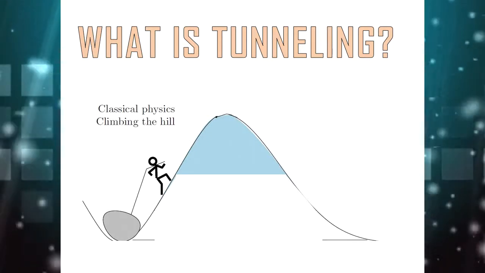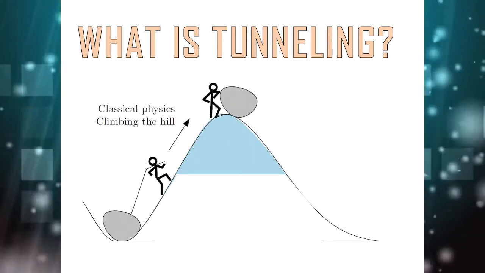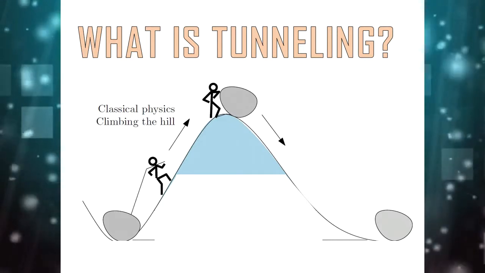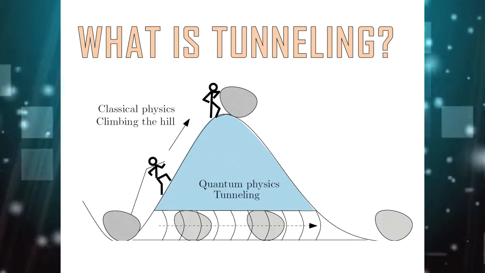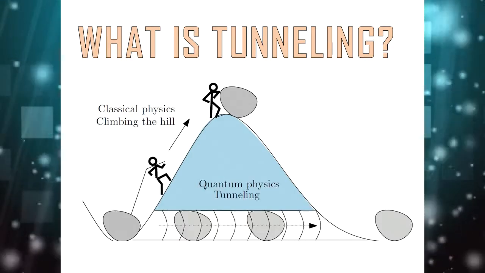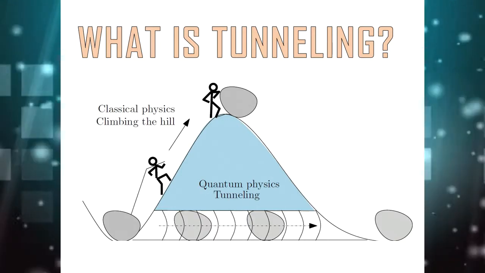Classically, if one wants to move a boulder over a mountain, he would need to climb up the mountain to reach the other side. And tunneling would refer to the stone simply tunneling through the mountain to the other side. This is only possible if the width of the mountain is narrow enough.